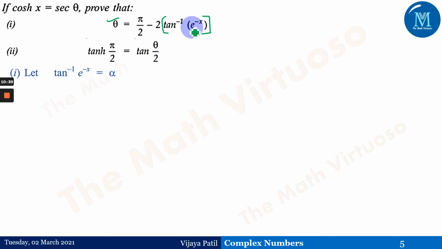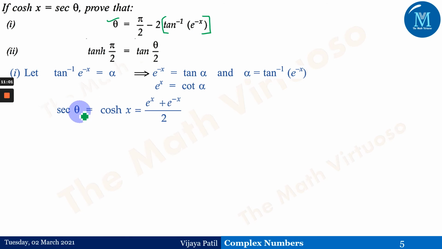So tan inverse of e to the power minus x, we are assuming that as alpha. After assuming this as alpha, e to the power minus x will give us tan of alpha, and that is nothing but alpha is equal to tan inverse of e to the power minus x. So that is what we have got here, right? Okay, so e to the power x is cot of alpha, just taking the inverses of both the sides.